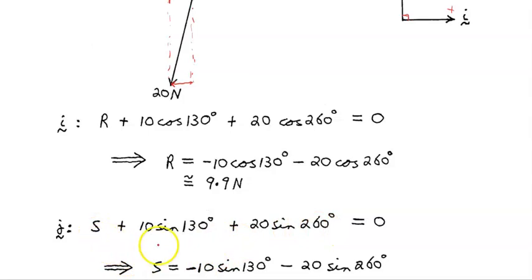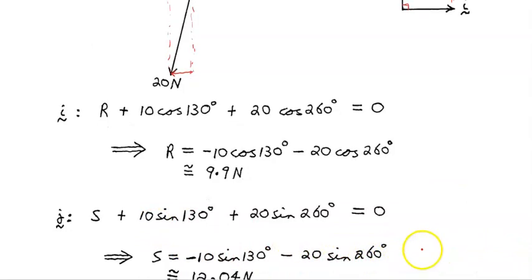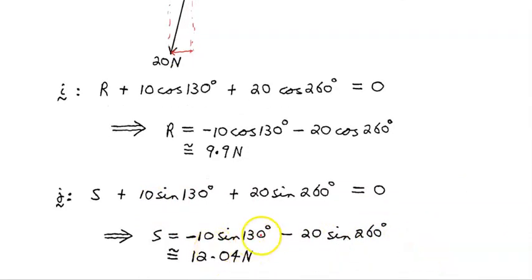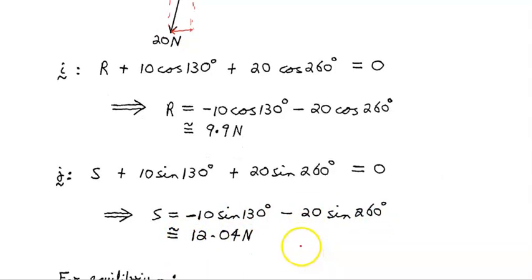So let's take these last two terms to the right. S equals minus 10 sine 130 degrees, minus 20 sine 260 degrees. When we evaluate that, we get 12.04 newtons. Notice the answer is positive. The signs here take care of themselves: plus 12.04 newtons up the page.